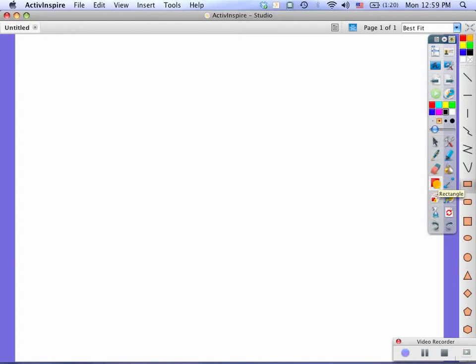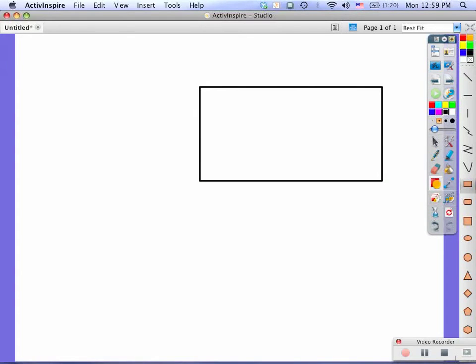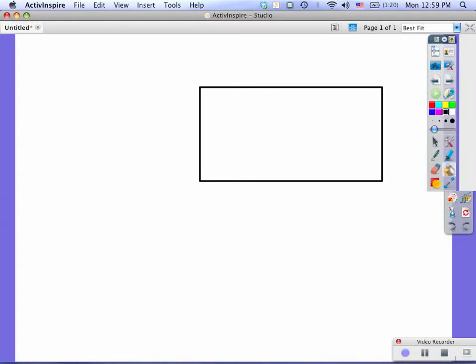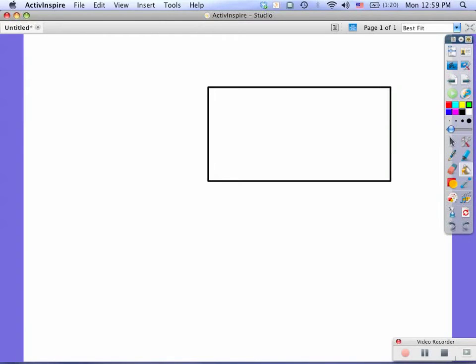Okay, when I talk about area and perimeter, I'm talking about, first of all, measurement. And when I talk about perimeter, I'm talking about the distance around an object. When I talk about area, I'm talking about inside the object.